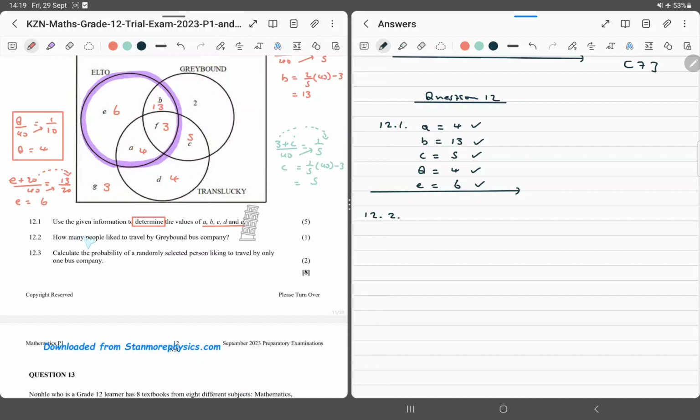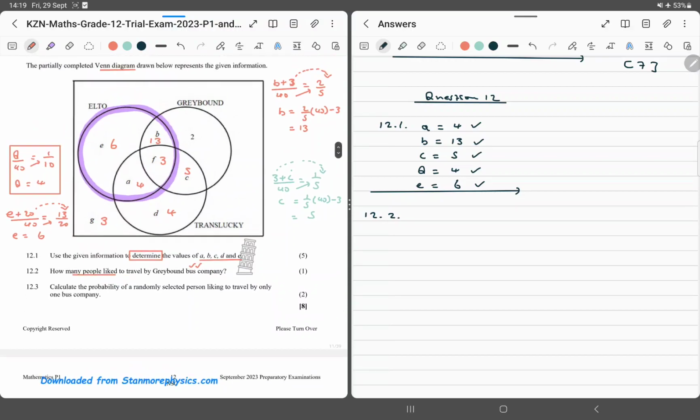12.2. It says how many people liked to travel by the Greyhound. Okay, I don't know what is grey. What is grey in Afrikaans? Because I know the hound is the dog. Is a hound. Now, how is it grey?